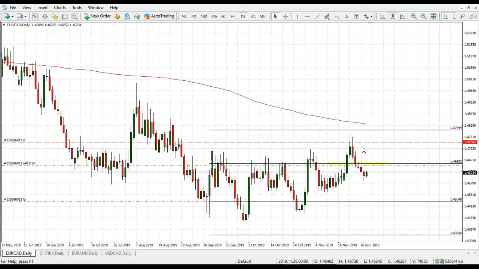Fair enough. That's about that for the euro versus the Canadian dollar. Looking pretty good on the downside. We'll have to come back and follow up.